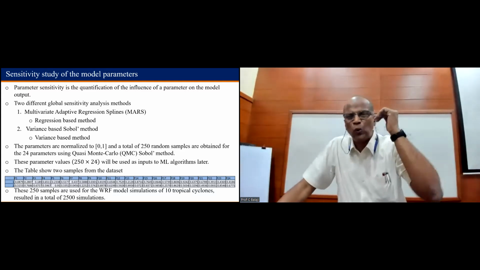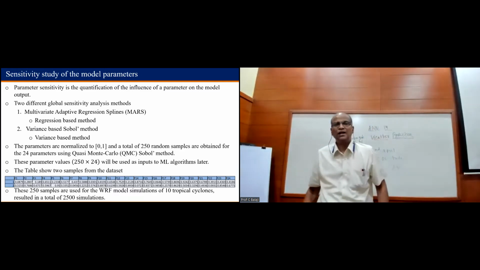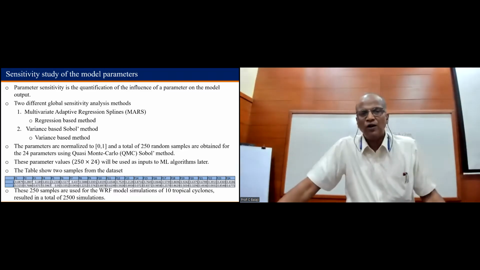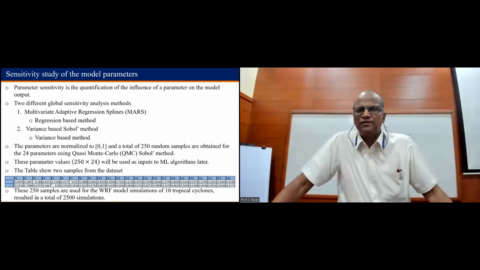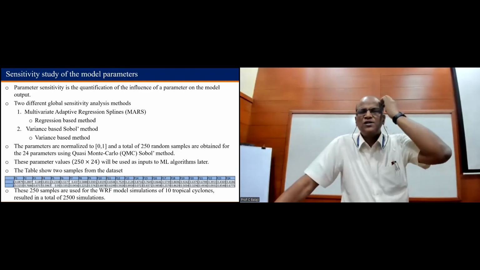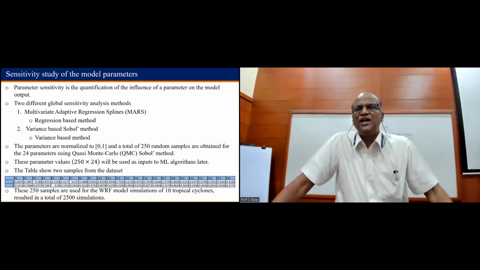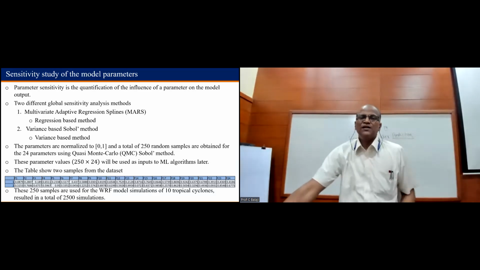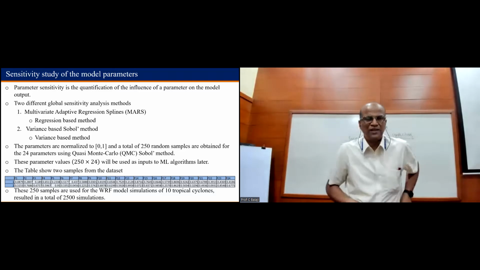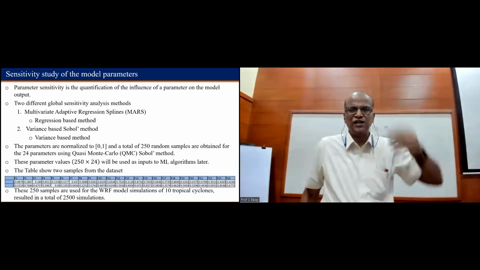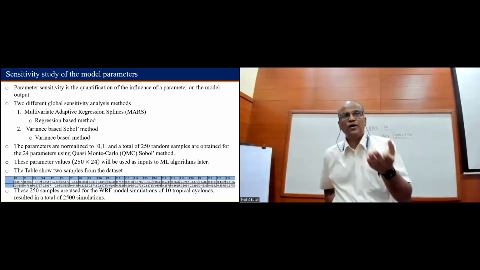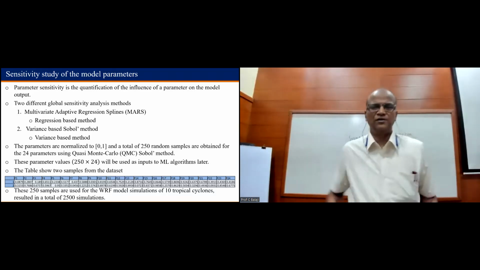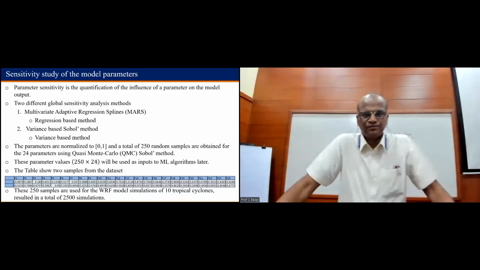First is to quantify the sensitivity, or the parameter sensitivity. Parameter sensitivity is the quantification of the influence of a parameter on the model output. While several methods are available, two broadly used global sensitivity methods are multivariate adaptive regression splines, which is called MARS, which is a regression based method. Then there is a variance based method called the Sobol method. Sobol was a Russian and Jewish mathematician who first, in a series of papers, showed how the variance can be used. Okay, we'll talk about all these a little later.